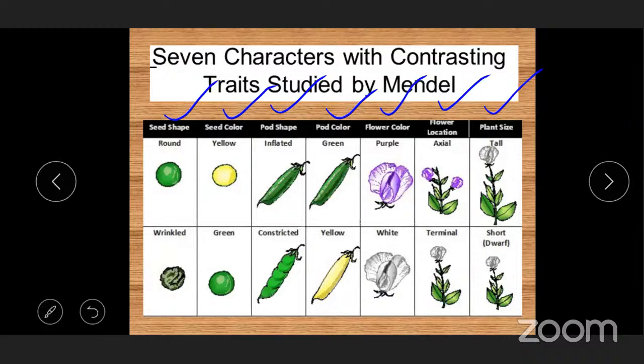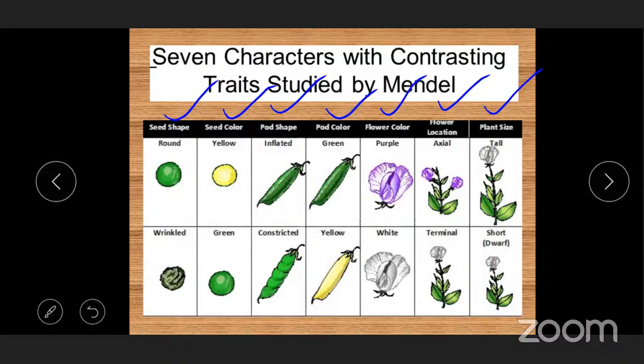Seed shape, round and wrinkled. Seed color, yellow and green. Pod shape, inflated and constricted. Pod color, green and yellow. Flower color, purple and white. Flower location, axial and terminal. Plant size, tall and short. So these are the 7 pairs of characters observed by Gregor John Mendel.